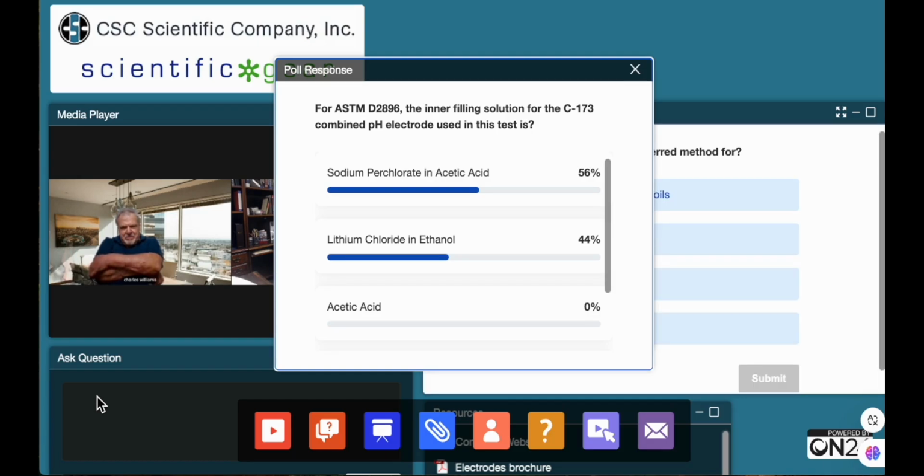TBN ASTM D4739 is the preferred method for A, in-service oils and used oils, B, new oils, C, waste oils, and D, baby oils. Okay, this ought to be pretty easy, based off that last question, right? ASTM D4739 is the preferred method for A, B, C, or D.